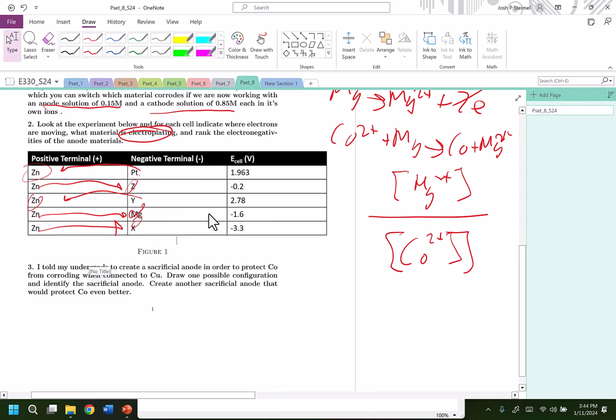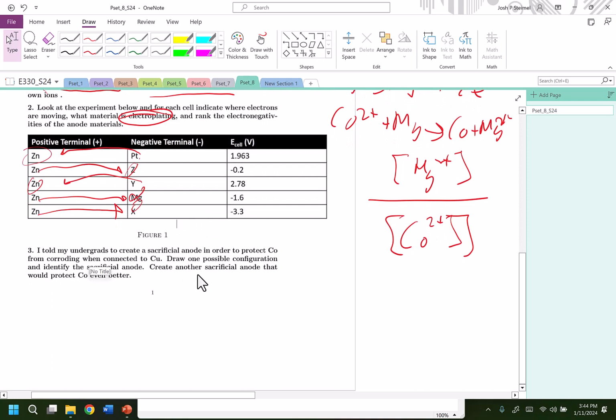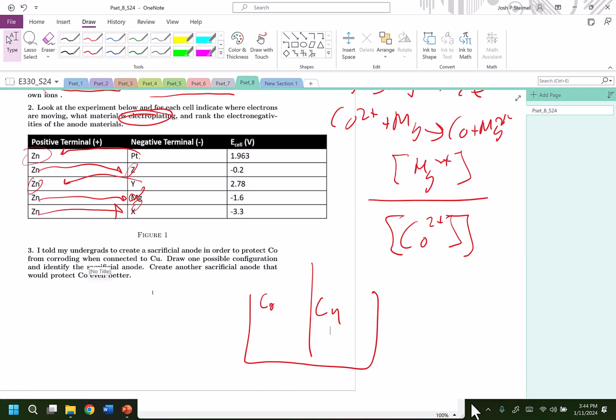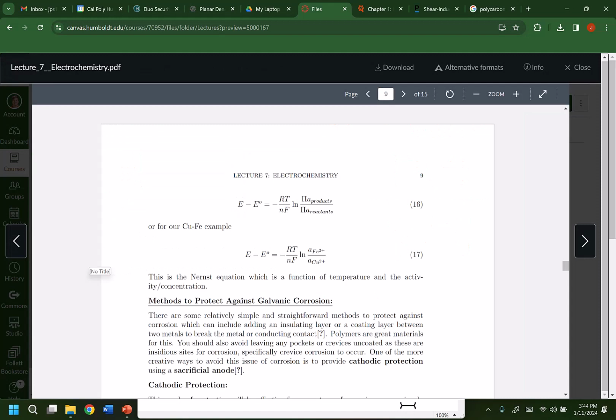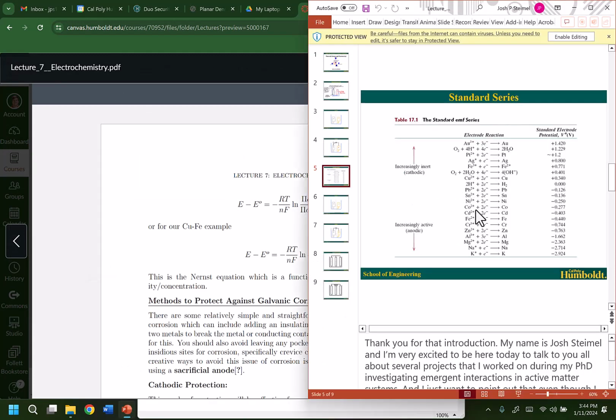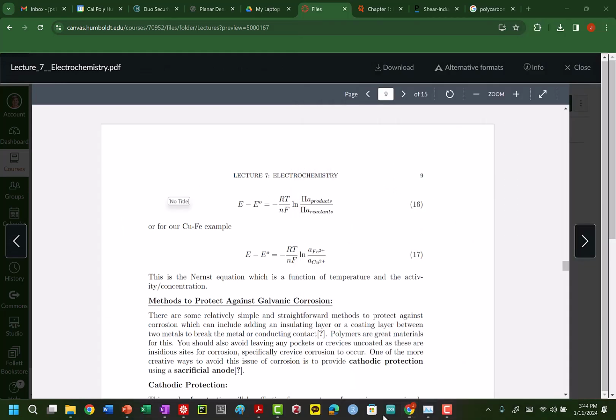So I want to create a sacrificial anode to protect CO when connected to CU. So we have a system where we have CO and CU. Let's look at our system here. We have CO and it's connected to CU. So we know that CO is going to die. So what is the question asking us? CO is going to corrode.